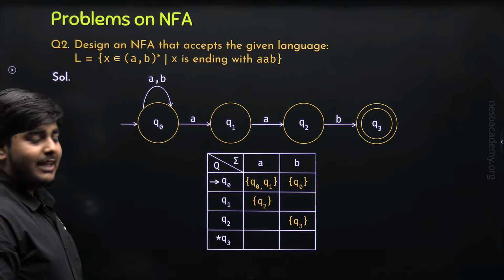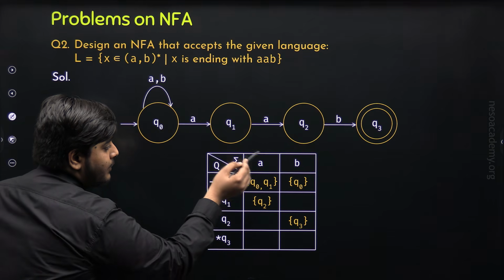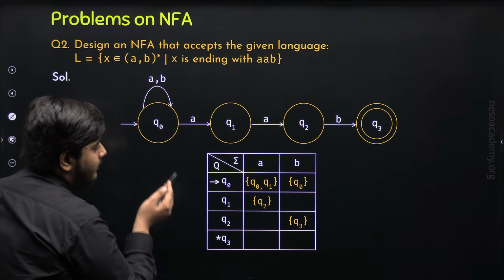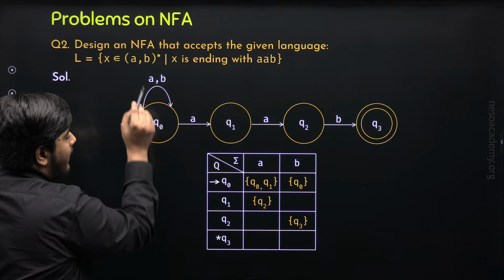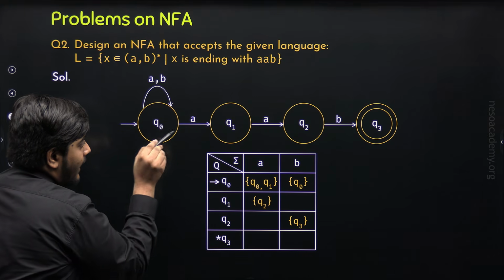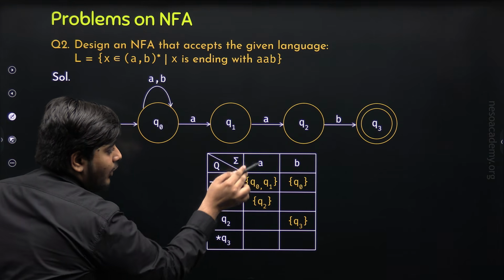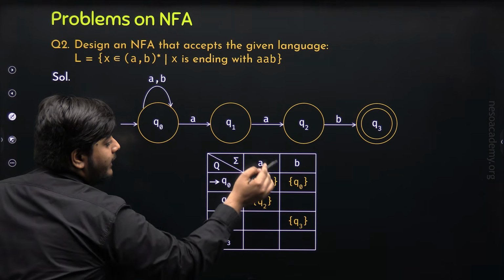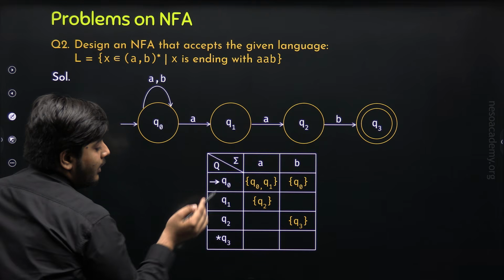This is the transition table for this NFA. Q0 on getting input symbol a, the next states are Q0 and Q1. Here you can see Q0 on getting the input symbol a, the first next state is Q0 and the second next state is Q1. So we are getting two next states on getting the input symbol a. Now Q0 on getting the input symbol b, there is only one next state which is Q0.